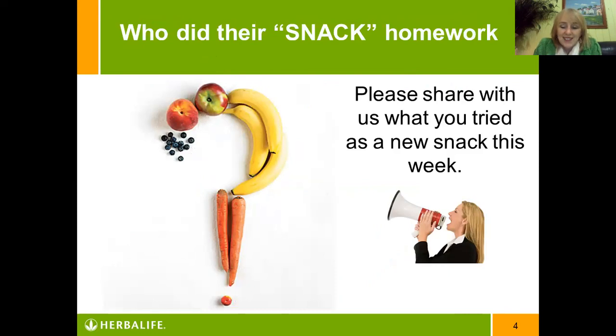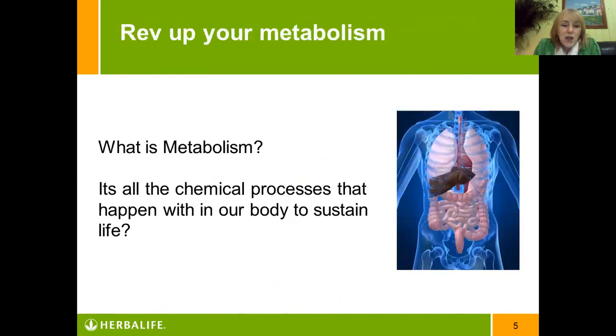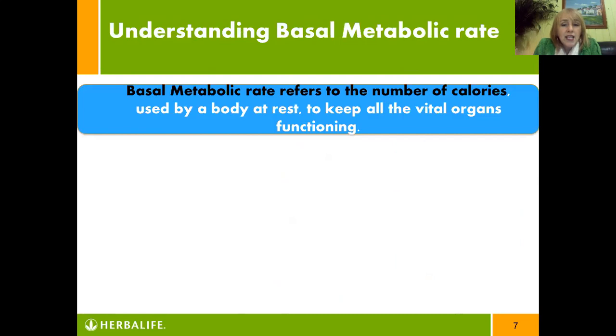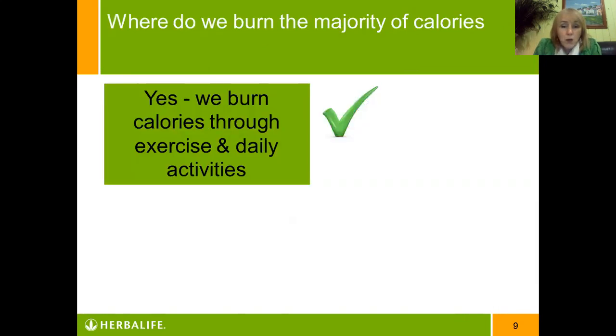That'd be wonderful. So this week we're going to be talking about metabolism. So what is metabolism? Well, it's the chemical processes that happen within our body to sustain life. So, understanding basal metabolic rate. The basal metabolic rate refers to the number of calories used by a body at rest to keep all the vital organs functioning. So it allows you to breathe, keep your blood pumping, keep your brain functioning, helps you to digest food, extract energy from food, pass urine, plus much more.